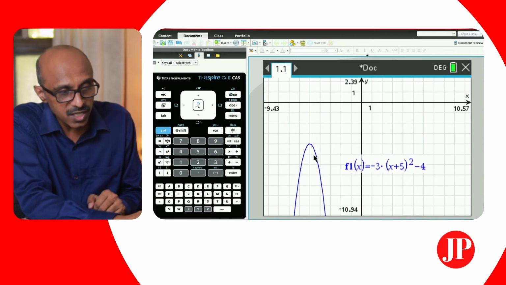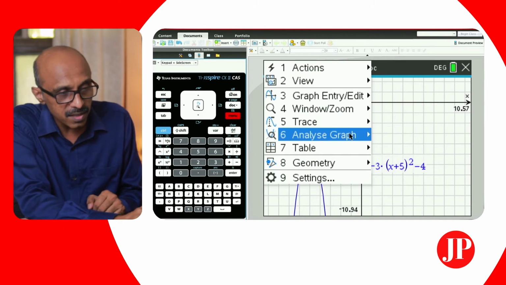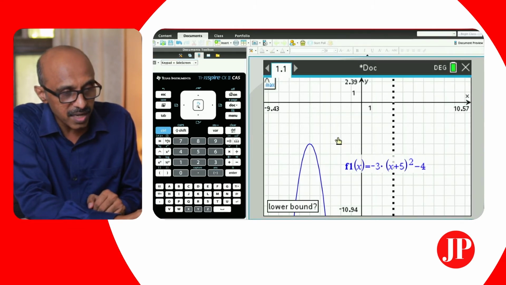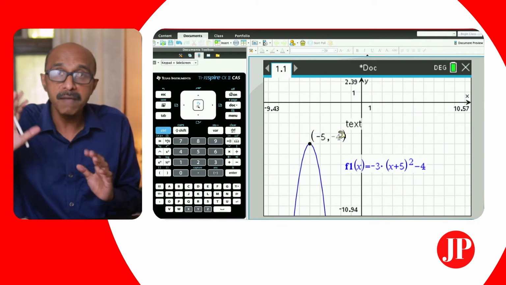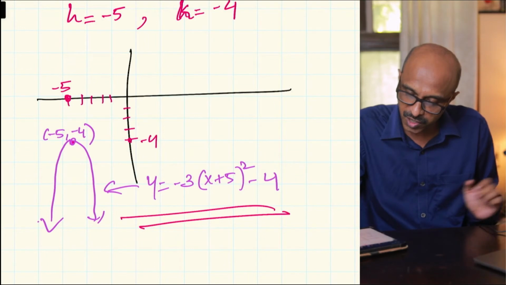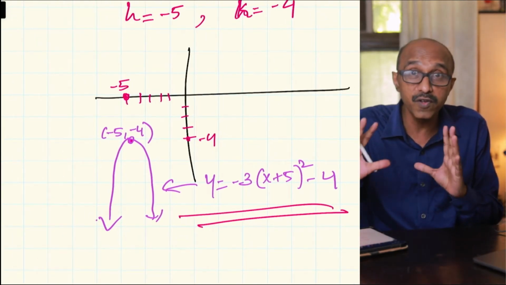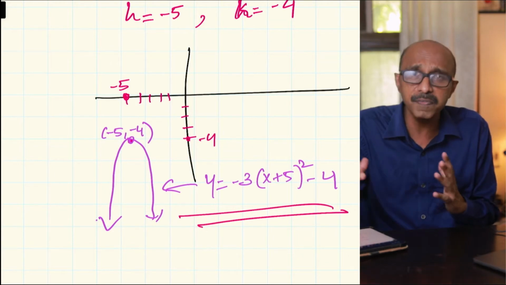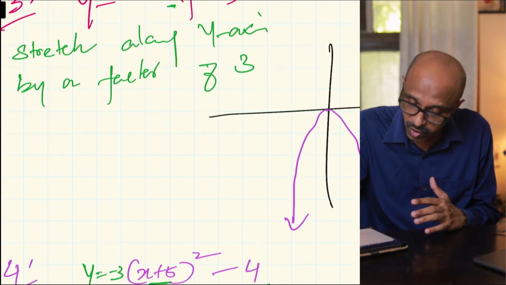Let's just quickly check the coordinates of that vertex. Let's find the maximum, analyze that graph, coordinates of the maximum, and there we go. That's -5, -4. So what we've done is perfect. Let me just show it to you. That's right, okay? Like I said, it's not artistic, but you've got the basic sketch. And if there were intercepts or any other key points, then you've got to mention those also.